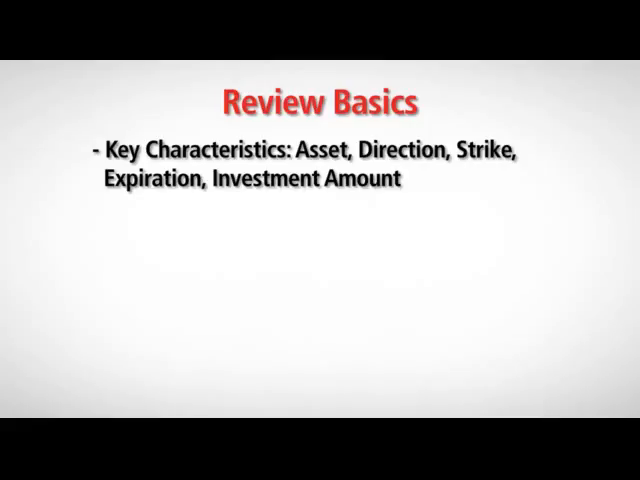In the first part of our series, we learned the basics of binary options and the key characteristics of binary options, like underlying asset, direction, which means up or down, call or put, the strike price, the expiration, and the investment amount. We discussed the difference between call options, which are bullish and express the view that the asset is going higher, and put options, which are bearish and express the view that the asset is going lower.